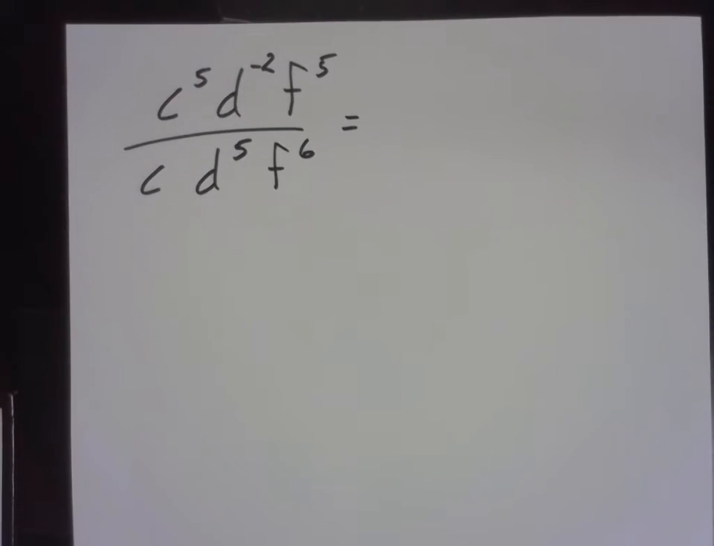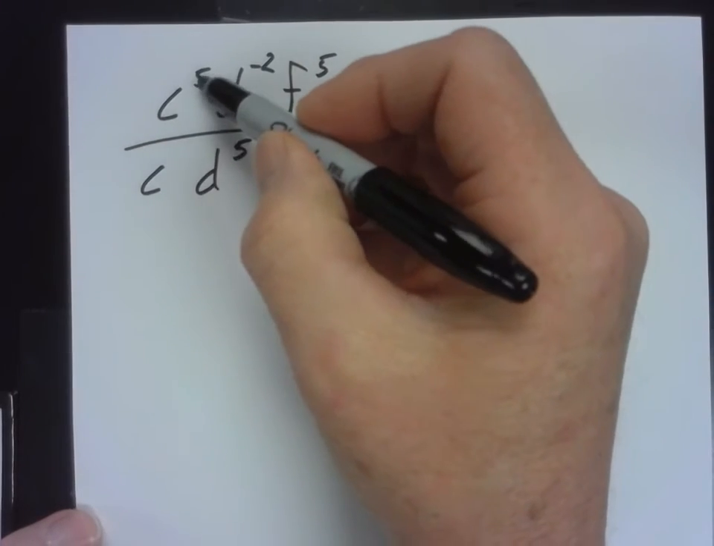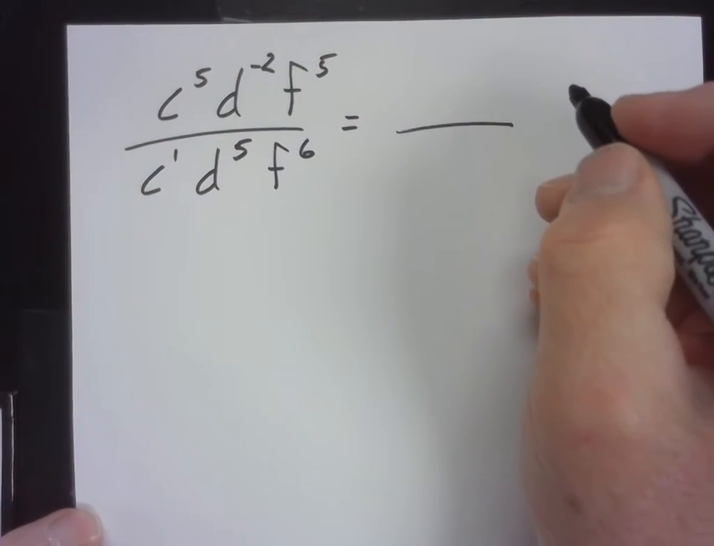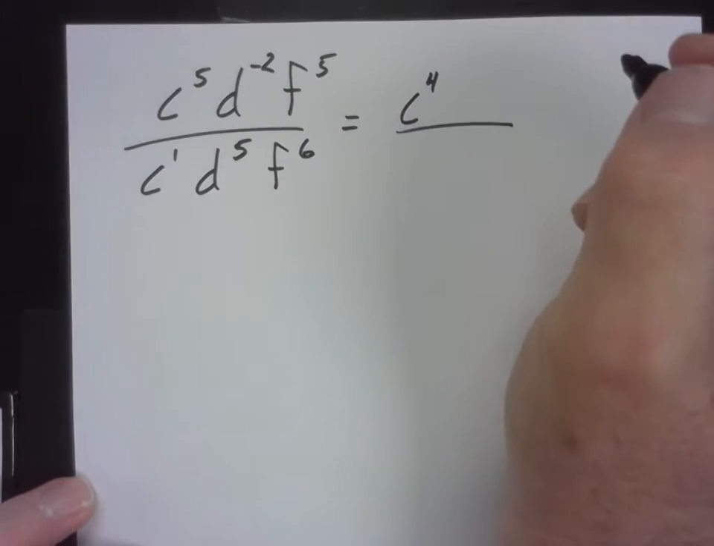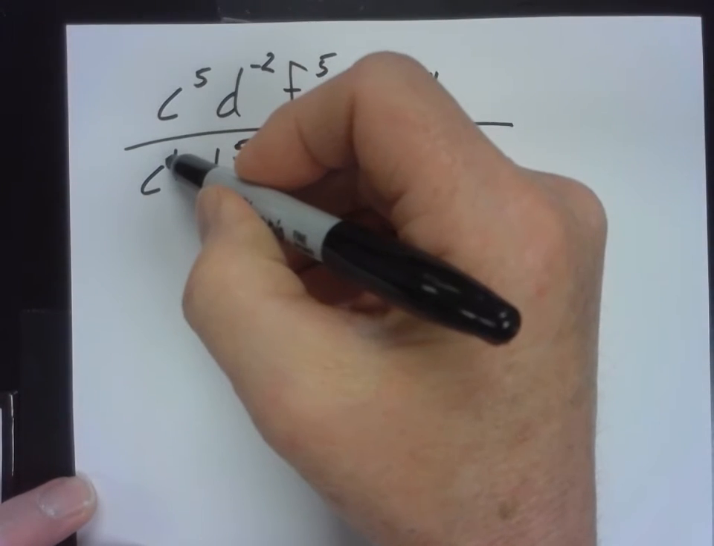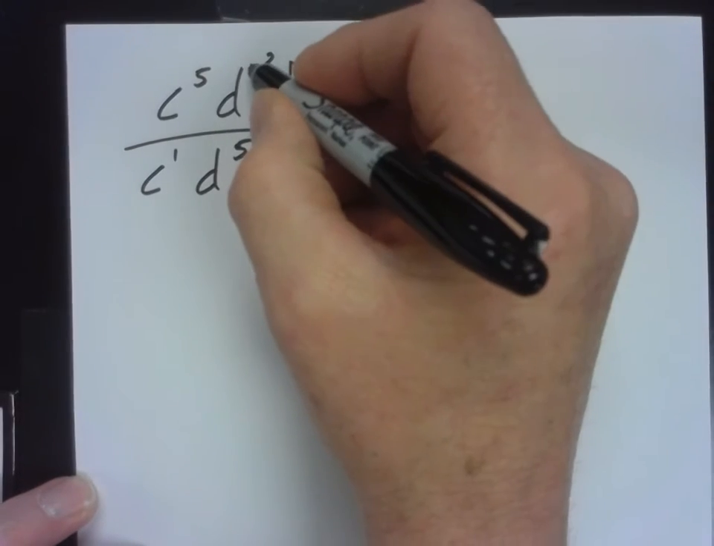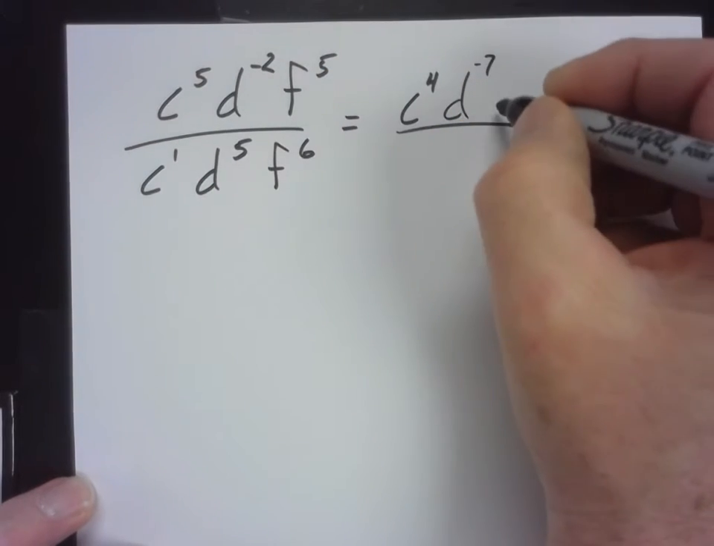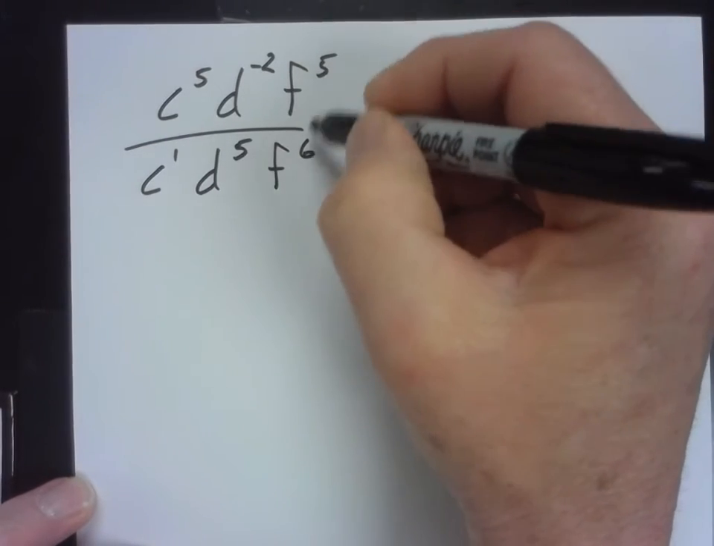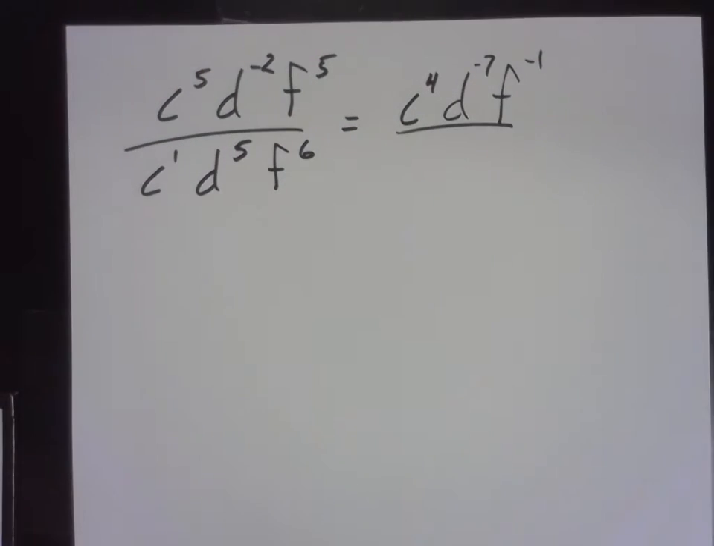Okay, so we can divide the c's. C to the 5th divided by c to the 1st. What does that give us? Okay, how come only one of you knows? 5 subtract 1. You with me? All right, let's keep going here. So then the d's, -2 subtract 5. Okay, and then the f's, 5 subtract 6. -1. Okay. No, but then don't the d's and the f's have to be both?